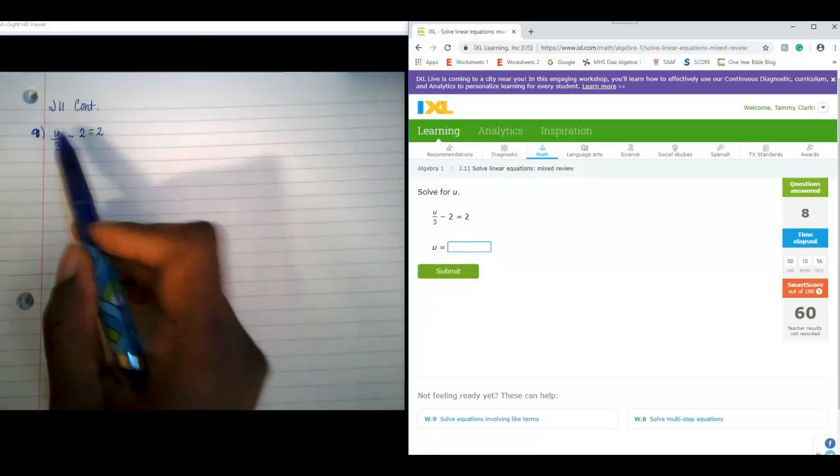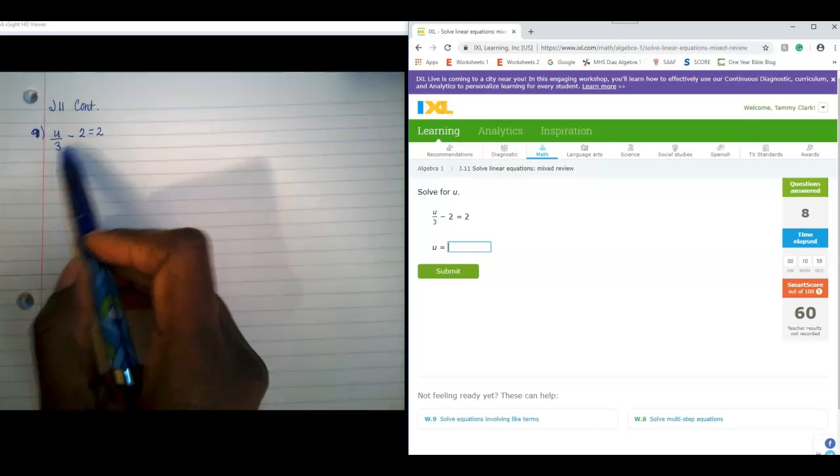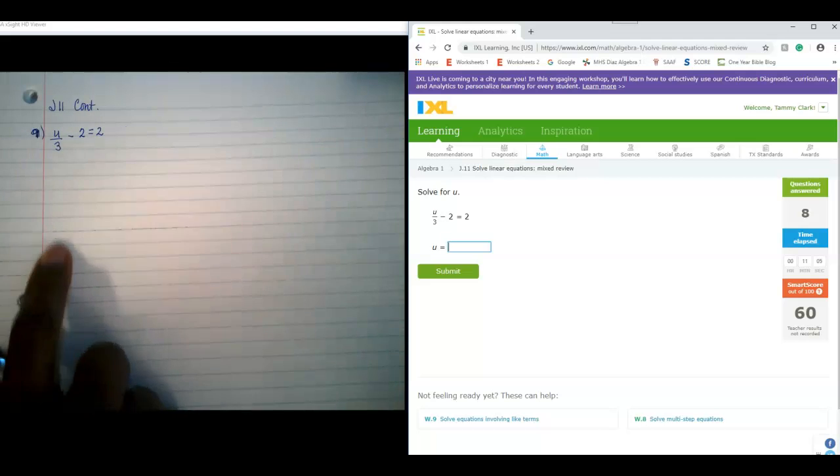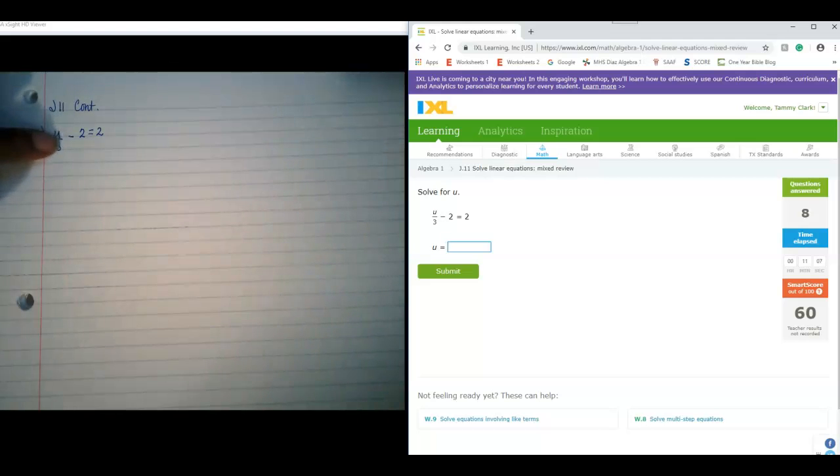Alright, our next problem is some number divided by 3 minus 2 equals 2. So if you think about it, whatever this number is, I have to subtract 2 from it to get 2. So I'm thinking 4 minus 2 gives me 2, which leads me to believe that in order for this to be 4, I have to think about what number divided by 3 would give me 4. Well, 12 divided by 3 would give me 4.